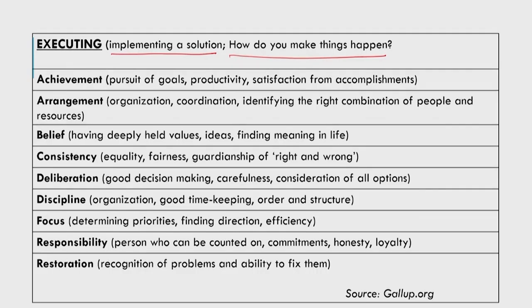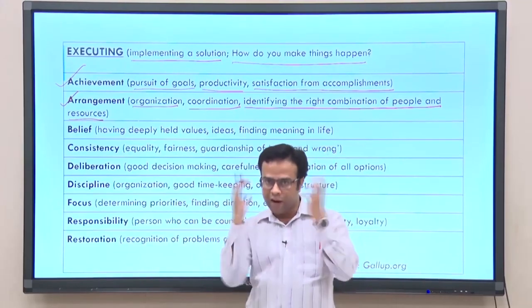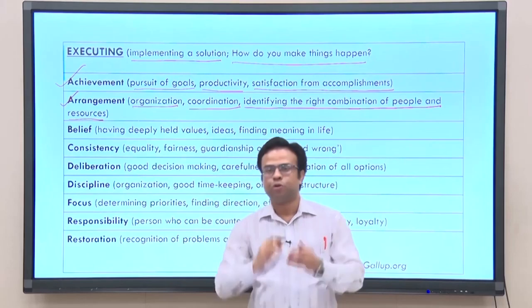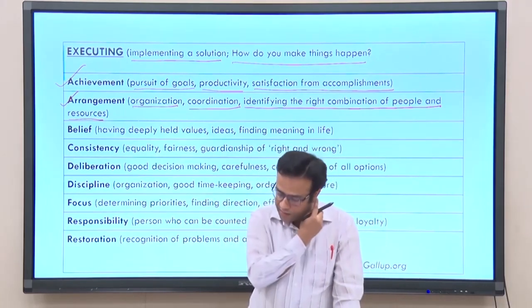Certain strengths associated with executing ability are achievement, which connotes the idea of pursuit of goals, productivity, satisfaction from accomplishment. So, pursuing goals and accomplishing them satisfactorily. Arrangement is another talent or strength, which is about organizing things, coordinating, identifying the right combination of people and resources. People who are good at arranging things can execute in much better ways. Organizing people and things around them to achieve the goals is basically called arrangement.